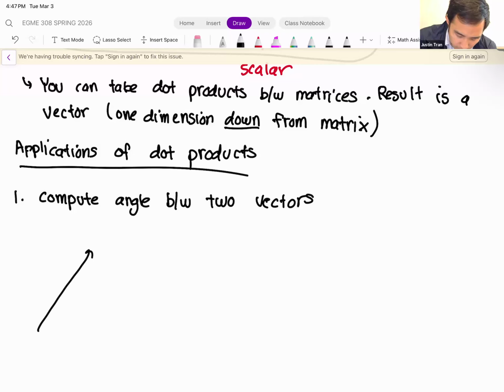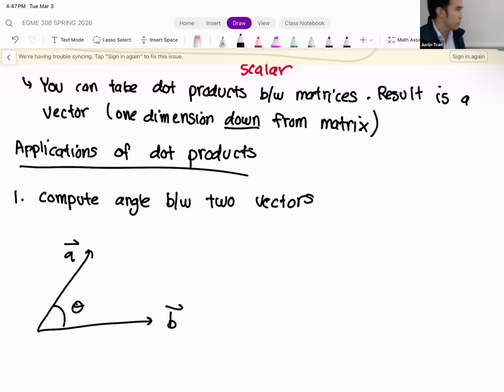All right, so let's say we have a vector A and a vector B, and we want to compute the angle between them. As long as A and B are not equivalent or parallel to each other, there's going to be some angle that tells you about the difference in orientation between them.